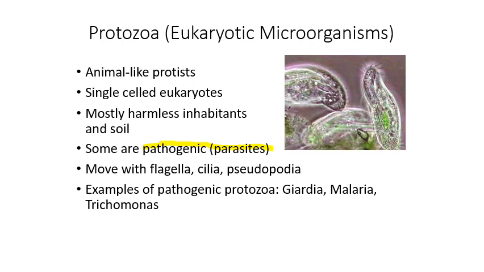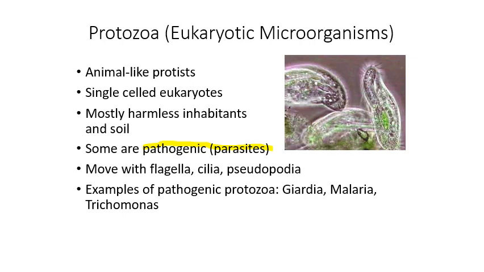The protozoa that move around are going to be moving with structures like flagella, cilia, or pseudopodia. Pseudopodia means false feet, meaning they can kind of stick out a little projection of their cell and use it as a foot to move around.